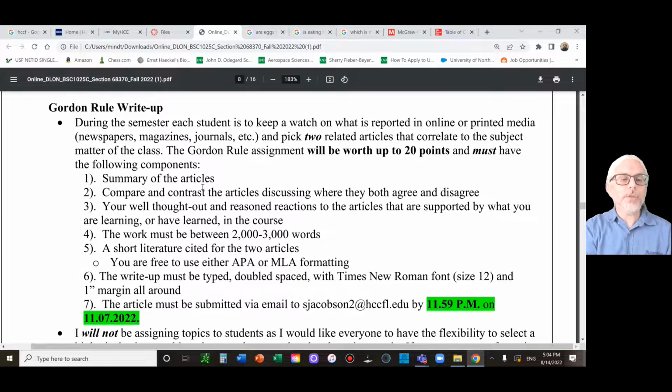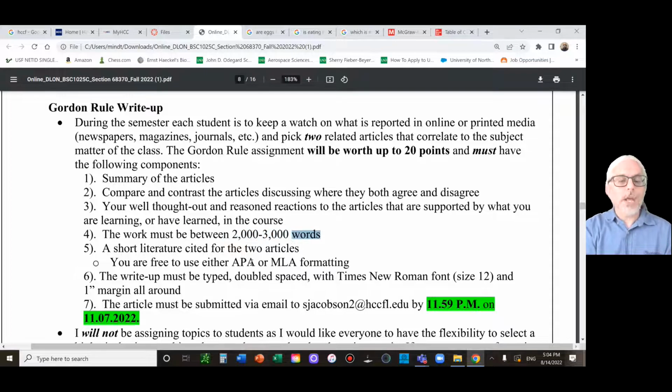Compare and contrast the articles and then give your thoughts. Now, notice, well thought out and reasoned reactions. It's not something like, I thought it was a bunch of hooey, and leave it at that. No. And certainly by the time it's due, this is near the end of the semester, almost right near the end. You've had, what, 3.5 months, 3 months' worth of science? You should be able to articulate your position on the articles. Now, again, the college asked us to make it a bit more meaty. So there you go.